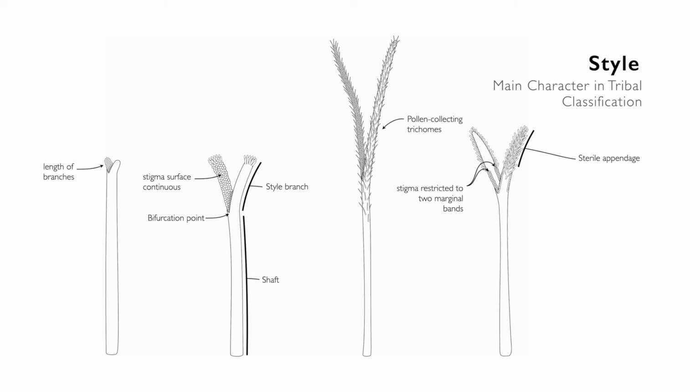And then the length of the branches is another important trait. With a combination of all these features, you will be able to see many different styles that in most cases define and characterize each of the different groups in the Compositae.